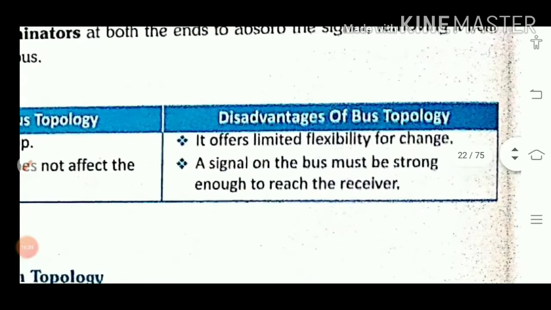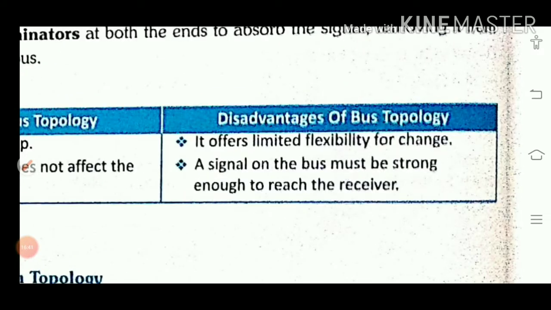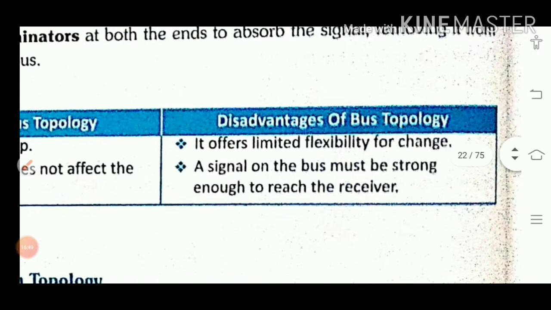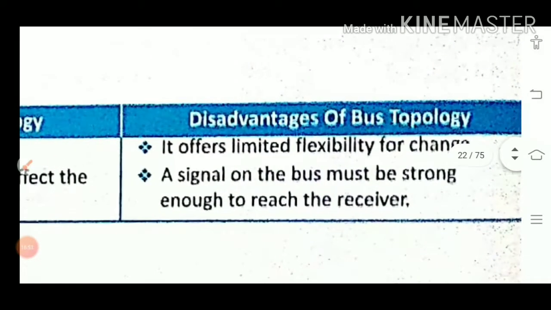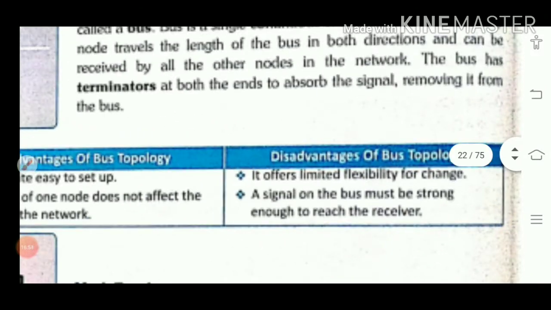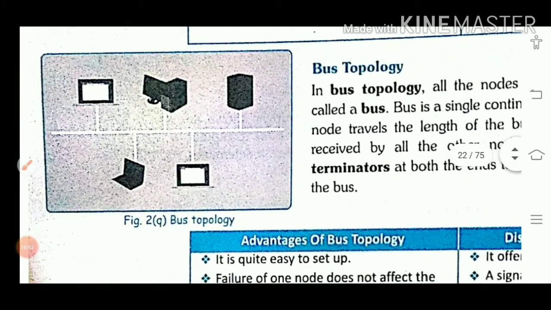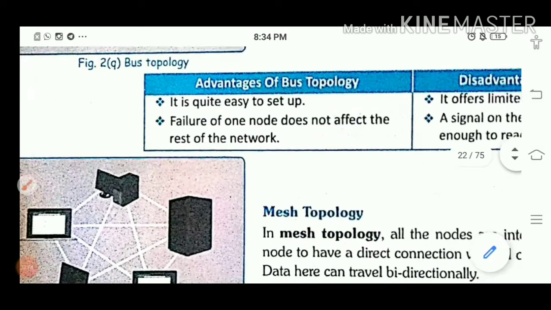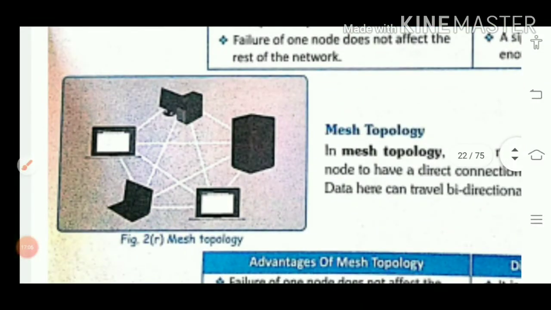What is the disadvantage? It offers limited flexibility for change. ठीक है, आपके पास लिमिटेड वो होता है that you can change the devices. Next is a signal on the bus must be strong, ठीक है, enough to reach the receiver. आपका जो सिग्नल है it must be strong कि वो सेंडर से रिसीवर तक इजीली चल जा सके. So this one. After this, next topology is mesh topology.